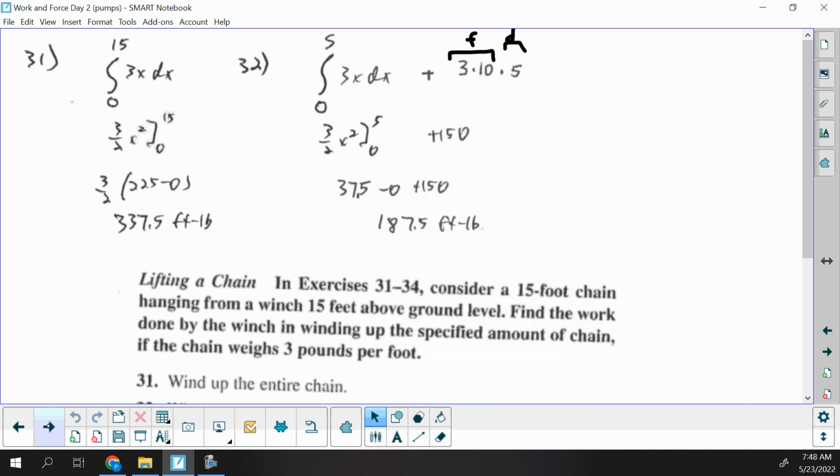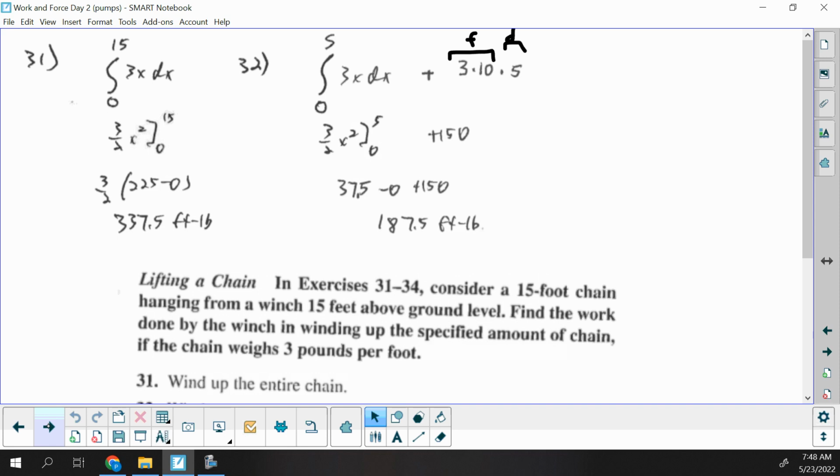In 31, our chain weighs 3 pounds per foot times x, the distance that it would travel. That turns it into a pounds. Now, dx represents each little bit that it is lifted. So that's our force times our distance for the work. We want to wind up the entire chain. So doing all the little slices of chain from 0 to 15, we get that 337.5 foot-pounds.